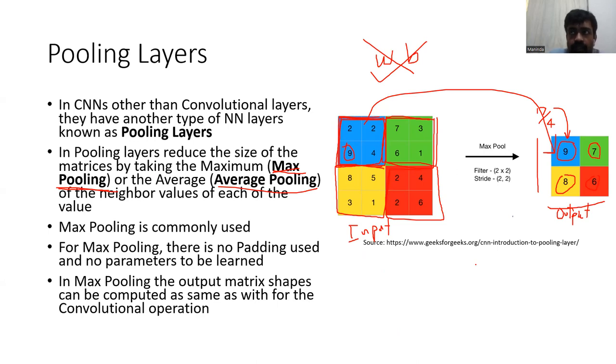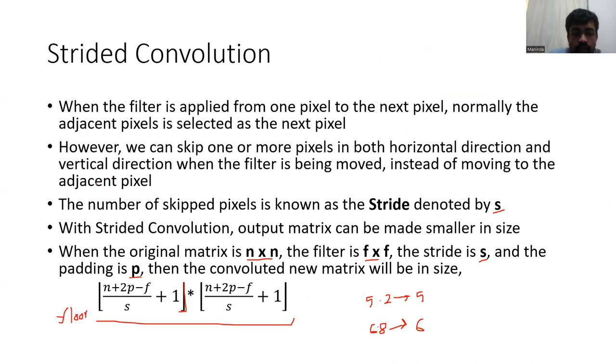Right, so the padding is not there and the filter weights are not there, but the filter size is 2 by 2. Filter size means the window size, right? This is the filter, although we don't have weights. And the stride is 2 by 2. Stride means how many pixels we skip each time. So you can apply this formula.